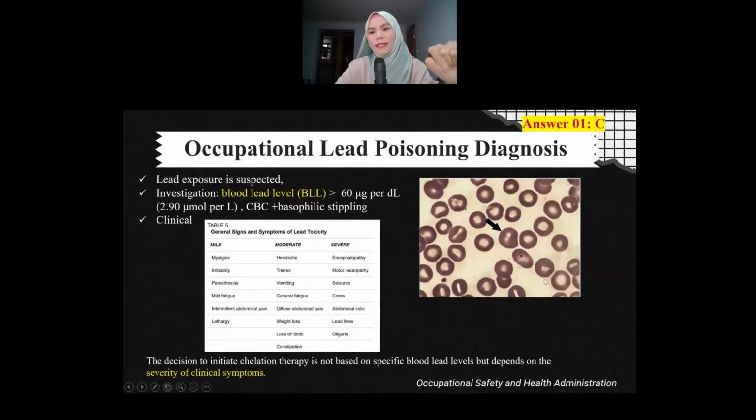hypochromic microcytic anemia with basophilic stippling. And the clinical presentation will be mild, moderate, and severe. For mild, symptoms are non-specific, like myalgia, irritability, paresthesia, mild fatigue, intermittent abdominal pain, and lethargy. For moderate, like headache, tremor, vomiting, generalized fatigue, diffuse abdominal pain, weight loss, loss of libido, and constipation.